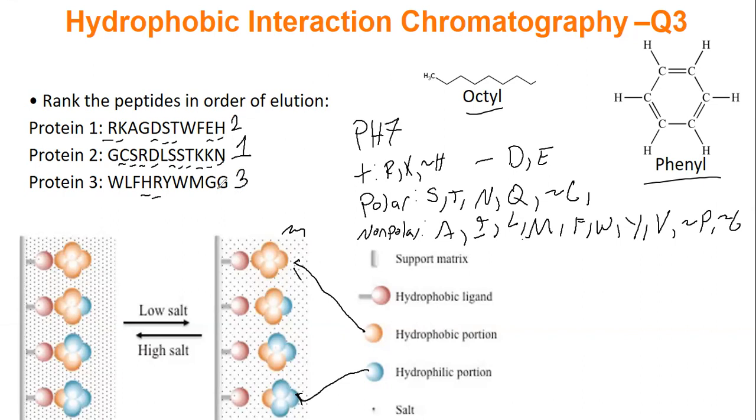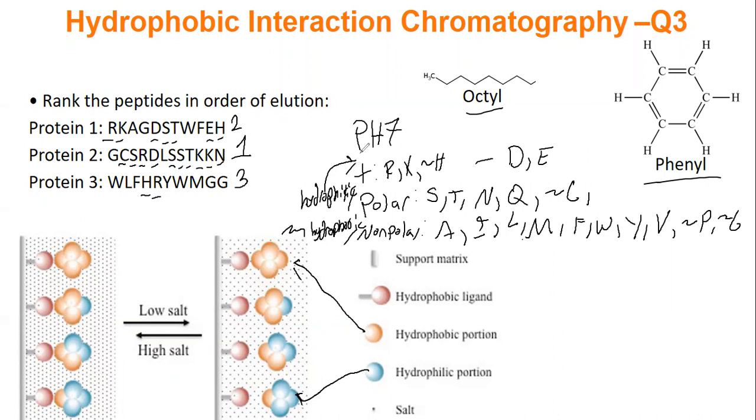And all I'm doing is I'm asking myself, how many nonpolar groups are there? The more nonpolar or hydrophobic groups, by the way, those words are interchangeable. Polar, hydrophilic. And hydrophilic is also charged. So I'm just counting how many hydrophobic groups there are. The more there are, the more likely you're going to stick onto our hydrophobic column.